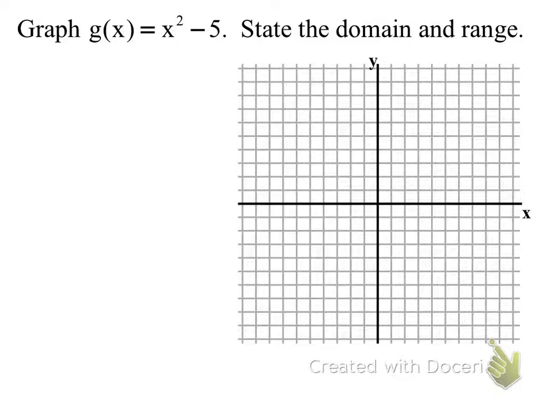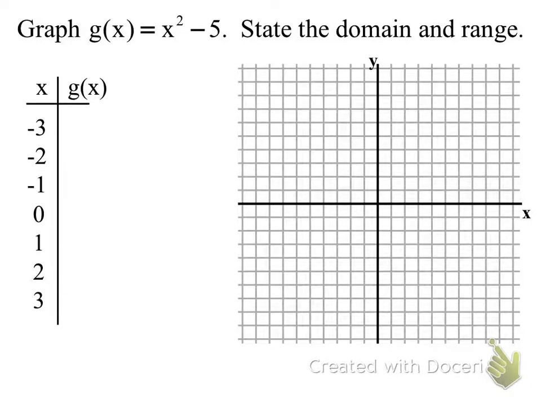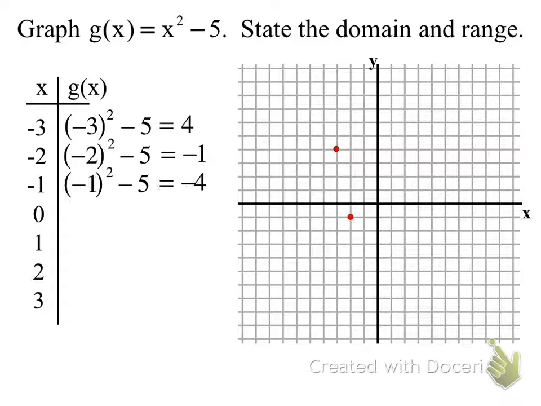Okay. It's a parabola. Anything x squared will make a parabola. So if I get to choose my x's. -3 squared is what? 9. 9 minus 5 is 4. -2 squared is? 4. Minus 5 is? 1. -1 squared is? Minus 5 is? 0 squared is?